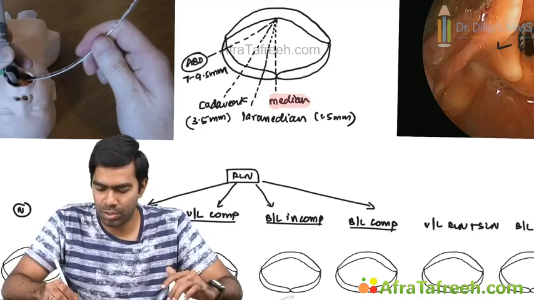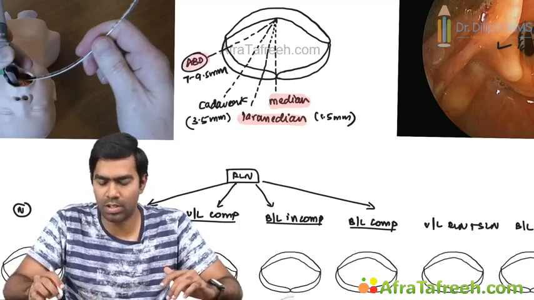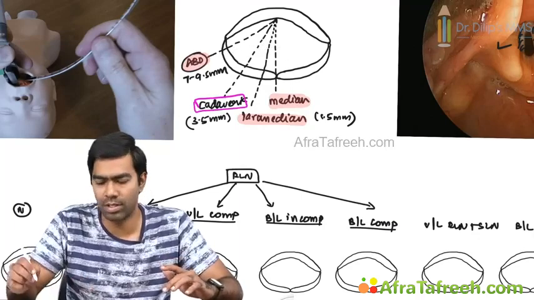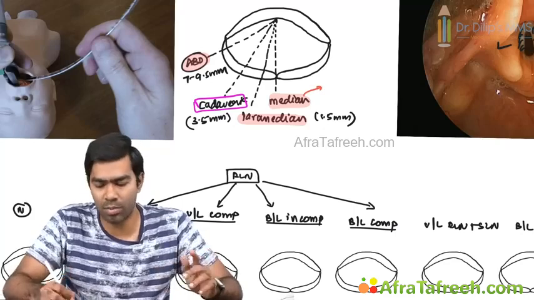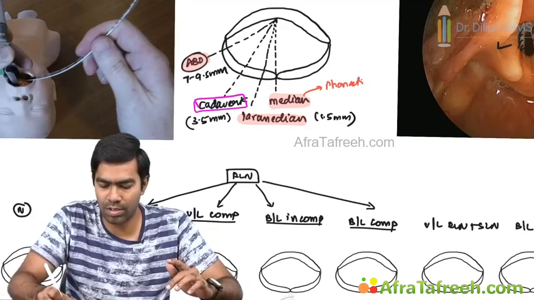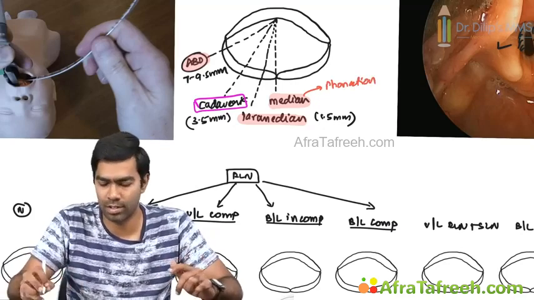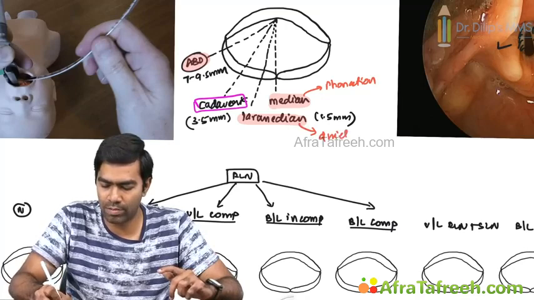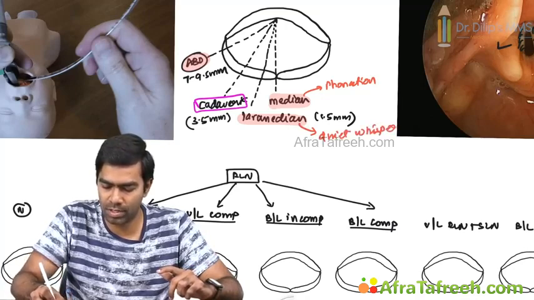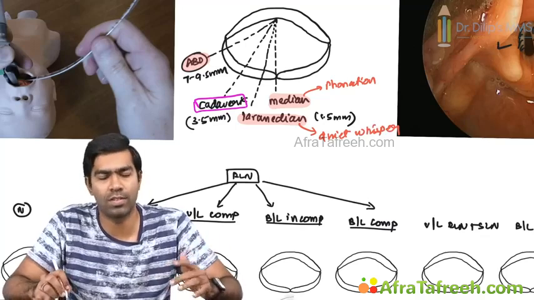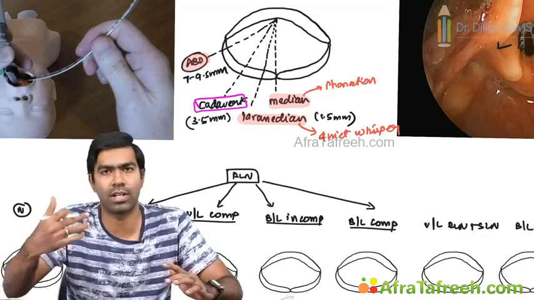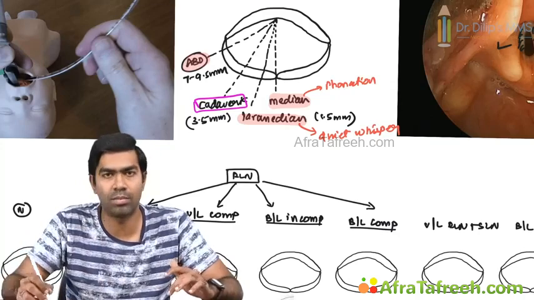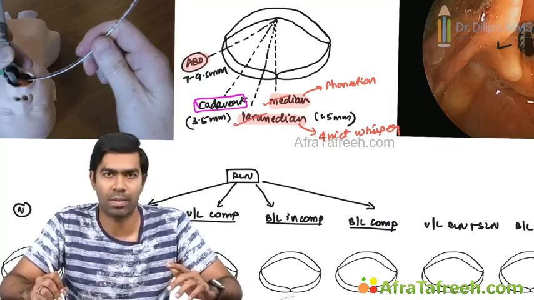So remember, median position, paramedian position, full abduction, all these can be seen physiologically, but this cadaveric position can never be seen physiologically. For example, the median position can be normally seen during phonation or even during a recurrent laryngeal nerve palsy. Alright. The paramedian position can usually be seen during a quiet whisper. When you are whispering, you can assume a paramedian position, or you can even see it during a recurrent laryngeal nerve palsy, which means during a recurrent laryngeal nerve palsy, depending on whether it's complete or incomplete, you might be seeing the vocal folds in either the median or paramedian position.